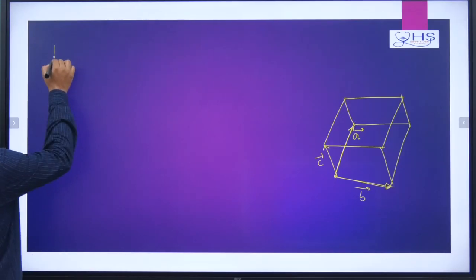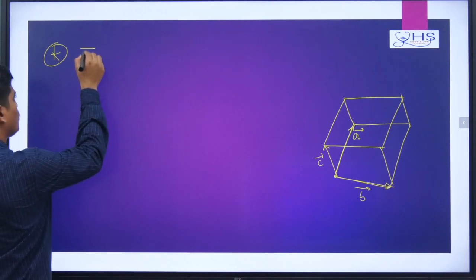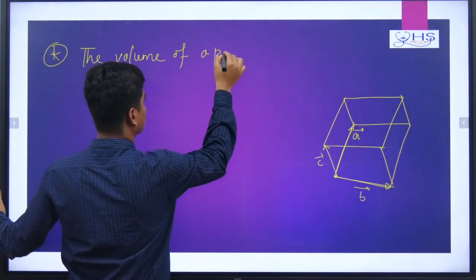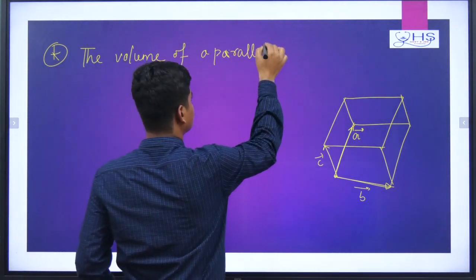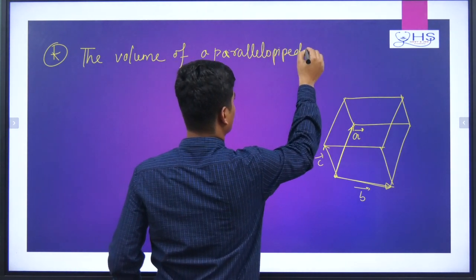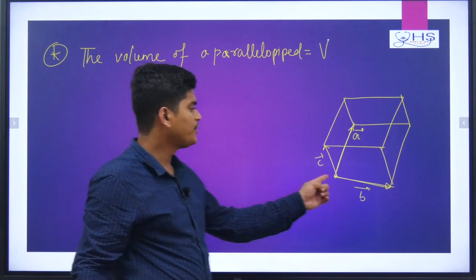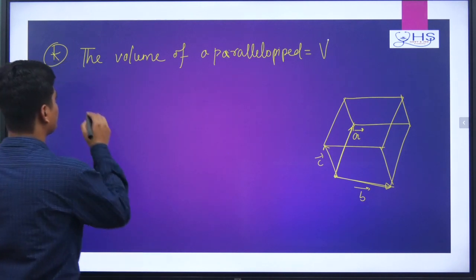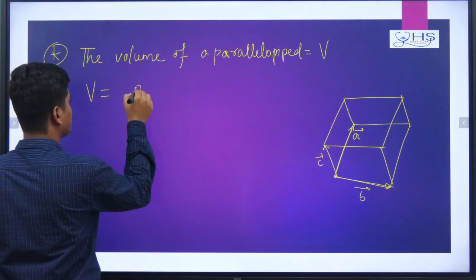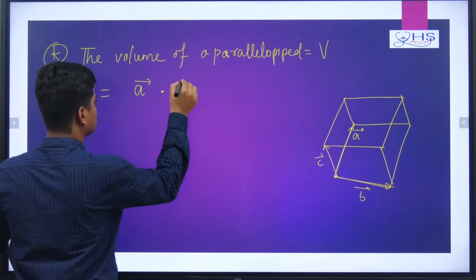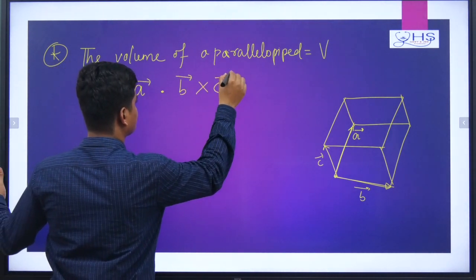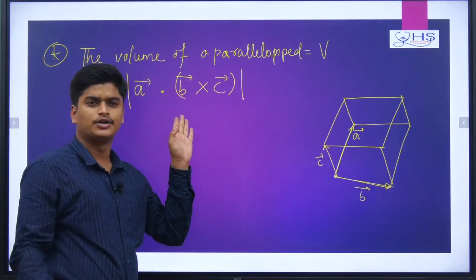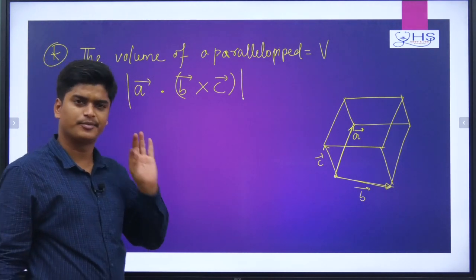Okay. Now here is one star mark point: write the volume of a parallelepiped, the structure shown in this figure. So here is the B vector, here the C vector, here the A vector. Then I can find A dot B cross C. I can take the modulus of A dot B cross C. If it comes negative, due to the modulus it will come positive. So the volume will be expressed in positive terms.